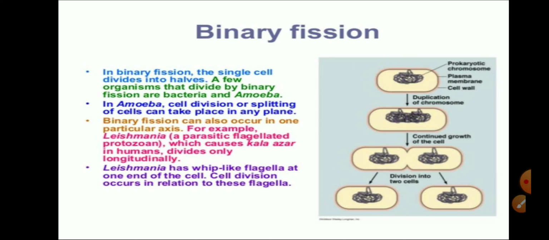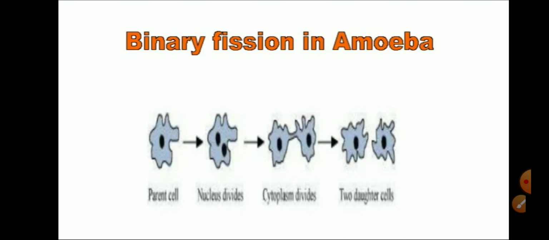In amoeba, the cell division or the splitting of cell takes place in any plane. From any plane, the amoeba divides. But Leishmania, that causes a disease named Kala Azar in humans, divides longitudinally. Leishmania bears a whip-like flagellum at one end, and the cell division takes place in relation to the flagellum.